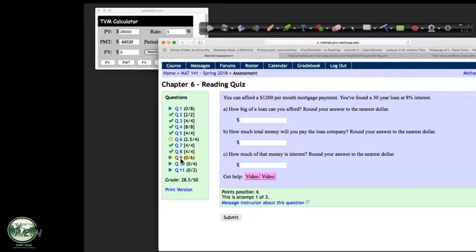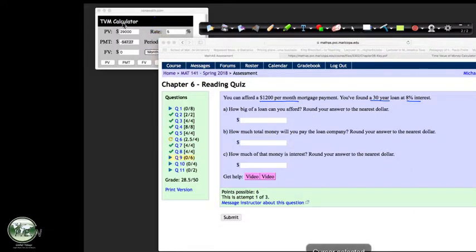Okay, you can afford a $1,200 per month mortgage payment. You found a 30-year loan, so this is good. This is one where we're going to calculate the interest we pay. And again, maybe I'll finish this up. So $1,200 per month for 30 years at 8%. How big of a loan can you afford? Okay, and round to the nearest dollar.